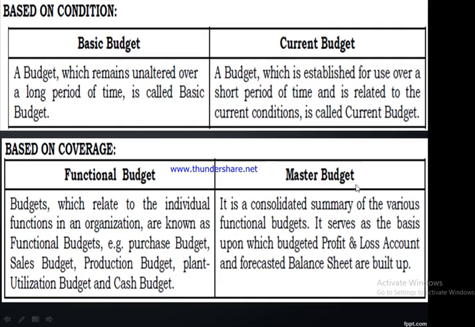Whereas a master budget is the one which consolidates all the budgets prepared by the different functional departments, and through that the organization will come to know the overall amount of funds that are required to be allocated during that particular period. This will serve as a basis for preparing what is known as a budgeted profit and loss account, and forecasted balance sheets are going to be built up using these functional budgets.